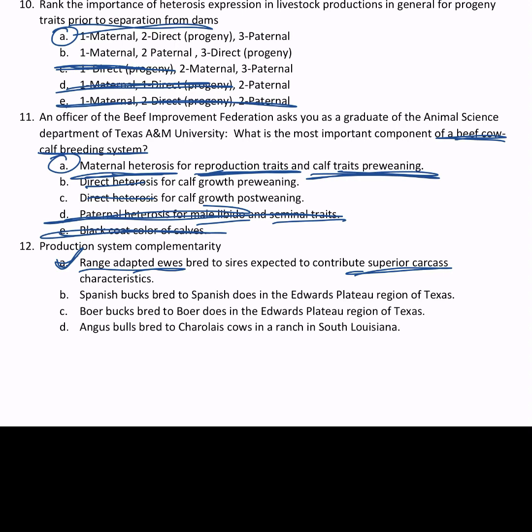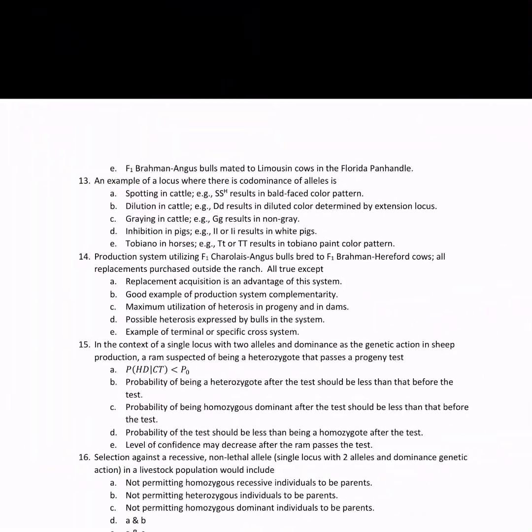Spanish bucks bred to Spanish does. That's not production system complementarity, as well as boars bred to boars. Angus bulls bred to Charolais cows. I normally think of the Charolais breed as more of a sire breed. It contributes a lot of paternal characteristics. So D would not be the correct choice, and then E.